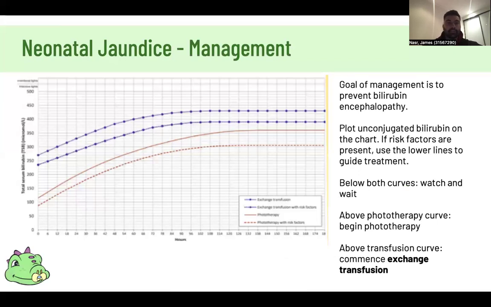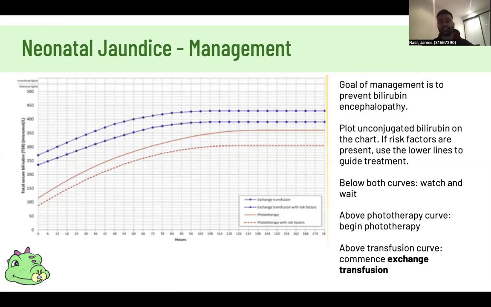The management of neonatal jaundice. So firstly, it's not included on the slides, but the mainstay of management is firstly to try and reverse the cause. So if it's sepsis, trying to reverse that before doing anything else. But in terms of managing the actual jaundice itself, the goal of management is essentially to prevent bilirubin encephalopathy, which is a nasty brain injury that you can get when the bilirubin levels are really high in the blood.